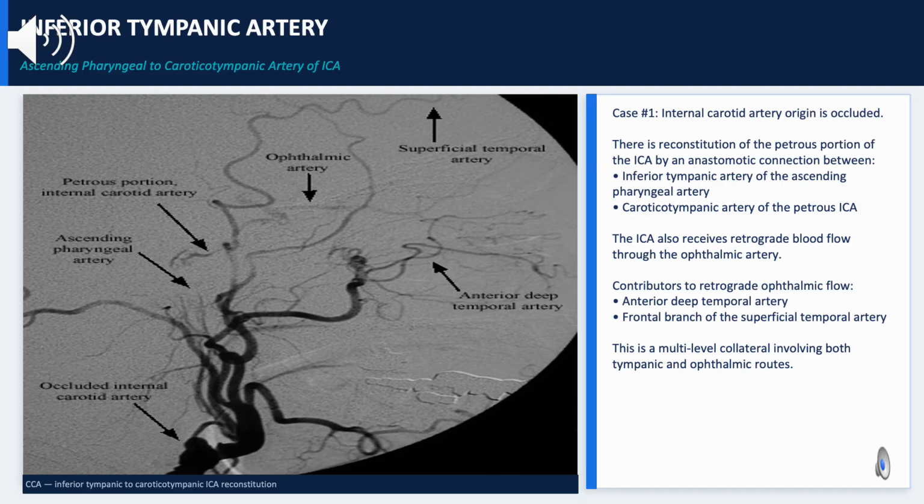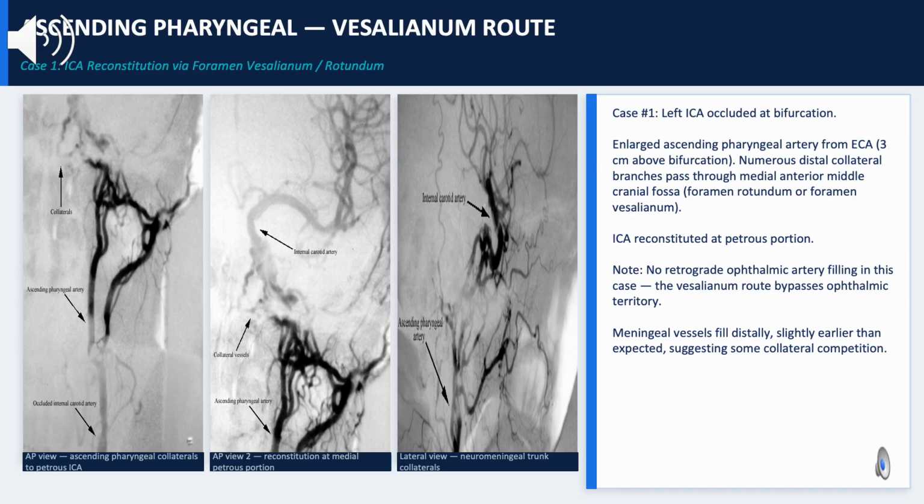This case illustrates the principle of parallel collateral recruitment. When ICA flow is absent, the brain simultaneously recruits every available collateral pathway, tympanic, ophthalmic, and stay, to compensate for the lost flow. The Vesalianum route, named after the foramen Vesalianum through which collateral vessels pass, is demonstrated here with 3 AP views tracking the collateral pathway from origin to destination.